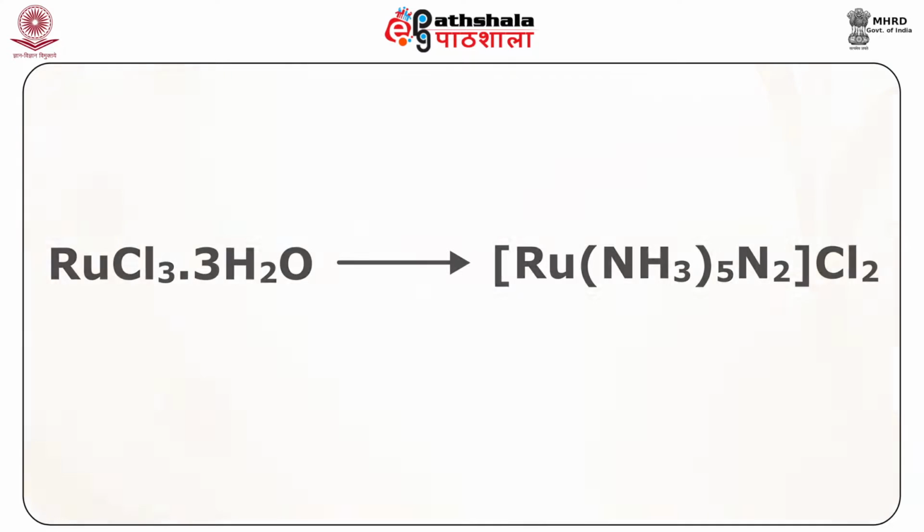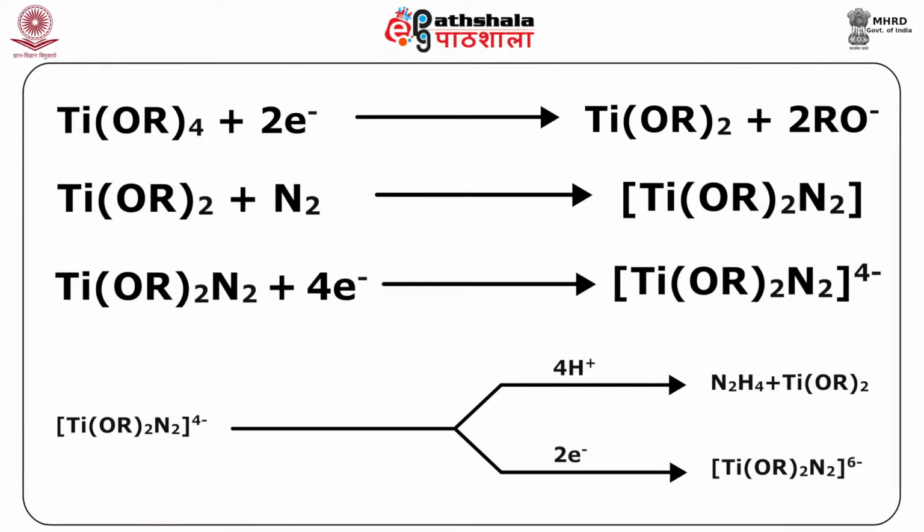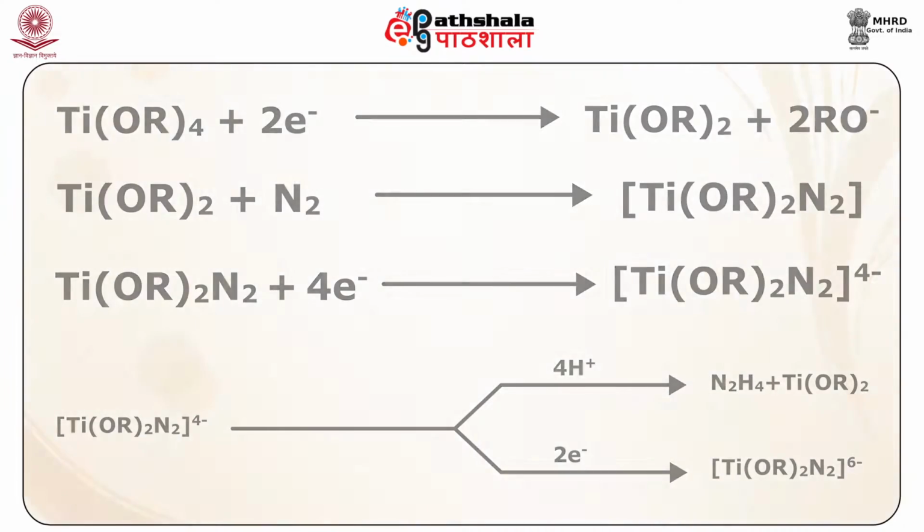for example, ruthenium trichloride. This discovery that molecular nitrogen was capable of forming stable complexes with transition metals led to the extensive investigation of the possibility of nitrogen fixation via such complexes. Of the various systems investigated, the one employing titanium-2 was the first to be successful. Titanium-2 alkoxides form dinitrogen complexes which may then be reduced with subsequent release of ammonia or hydrazine.